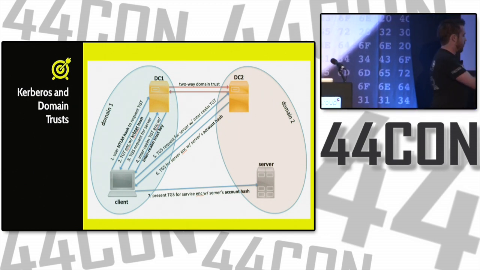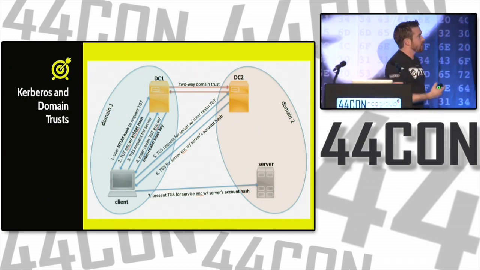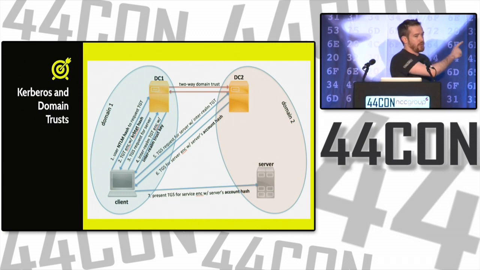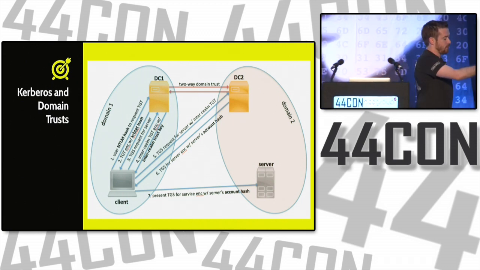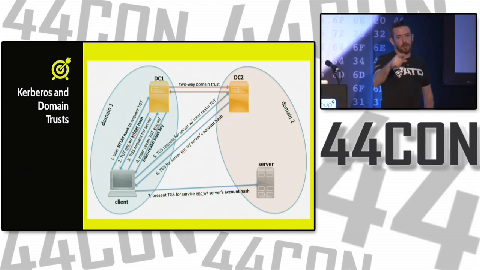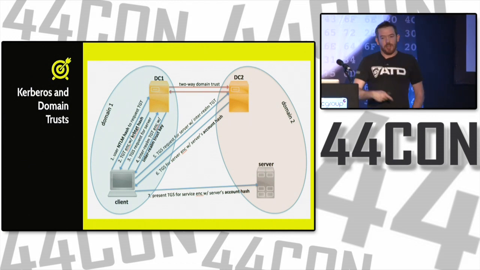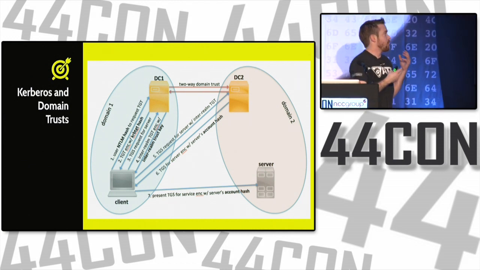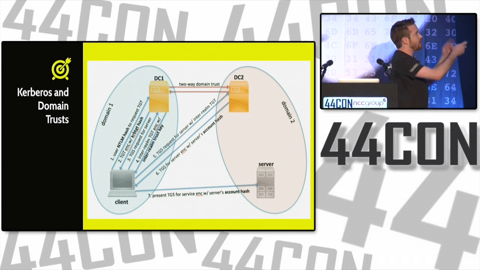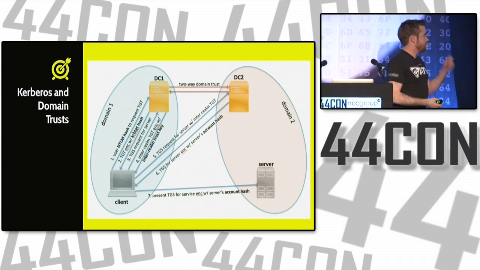Then, if you request a service ticket for a server in another domain, you're going to go to your DC and say, I want to access the server. The DC looks and says, OK, the server isn't in my realm, but it's in a realm that I trust. It's going to return a ticket granting ticket referral ticket that's encrypted with that inter-realm trust key, the key that's exchanged with this two-way trust between DC1 and DC2.